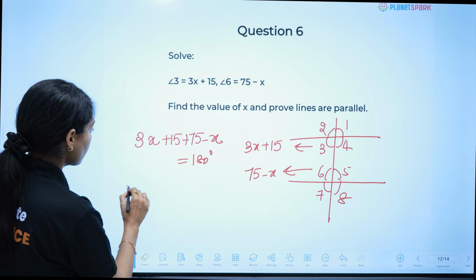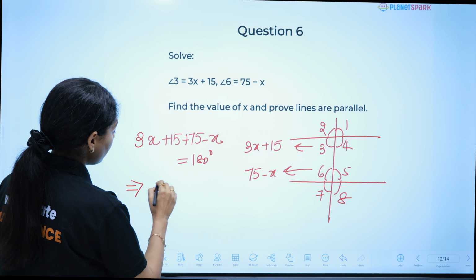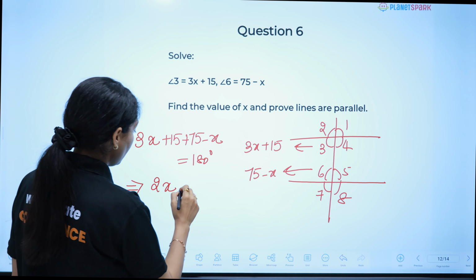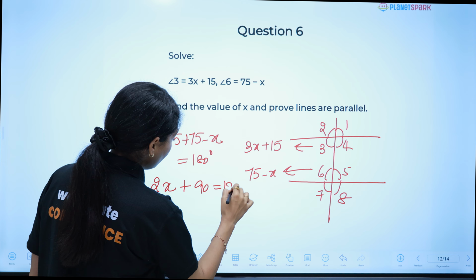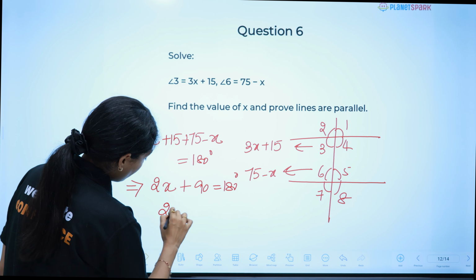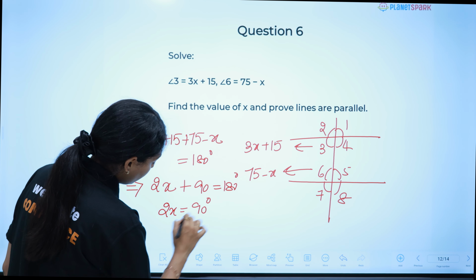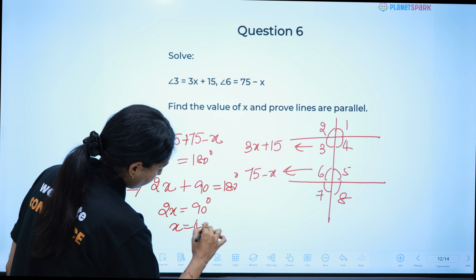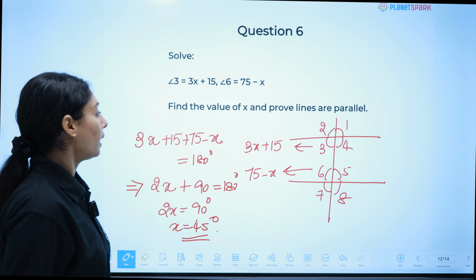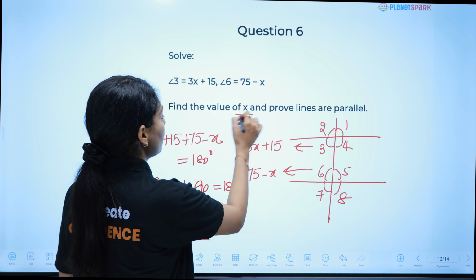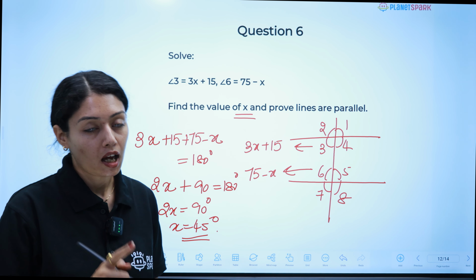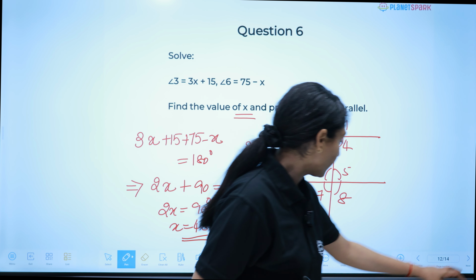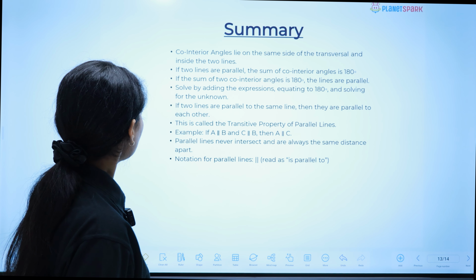So let's simplify this. We have got here 3x minus x, that is 2x. Then we have here 90 is equal to 180 degree. So 2x is equal to 90 degree. That means x is 45 degrees. So for x equal to 45 degree, we can say the two lines are parallel. Why? Because the sum of co-interior angles is 180 degrees. Okay, next one. Okay, that was all.